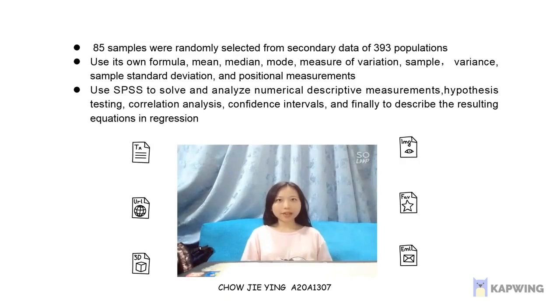In conclusion, 85 samples were randomly selected from the secondary data of 393 populations. In order to obtain actual statistics, we have to follow all the steps and make sure we have no data left out. In addition, this task includes the measurement of central tendency. We use the formulas for mean, median, mode, measures of variation, sample variance, sample standard deviation, and positional measurements. We also use SPSS to solve and analyse numerical descriptive measurements, hypothesis testing, correlation analysis, confidence interval, and finally to describe the resulting equation in regression.